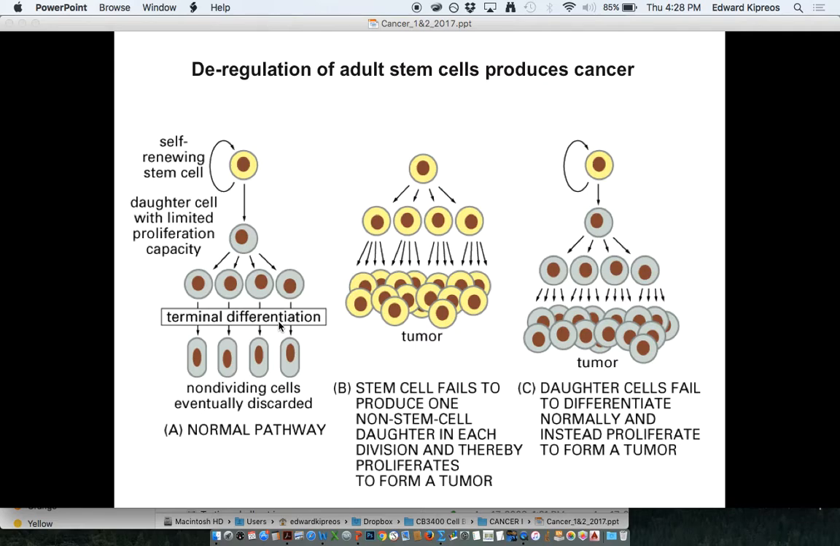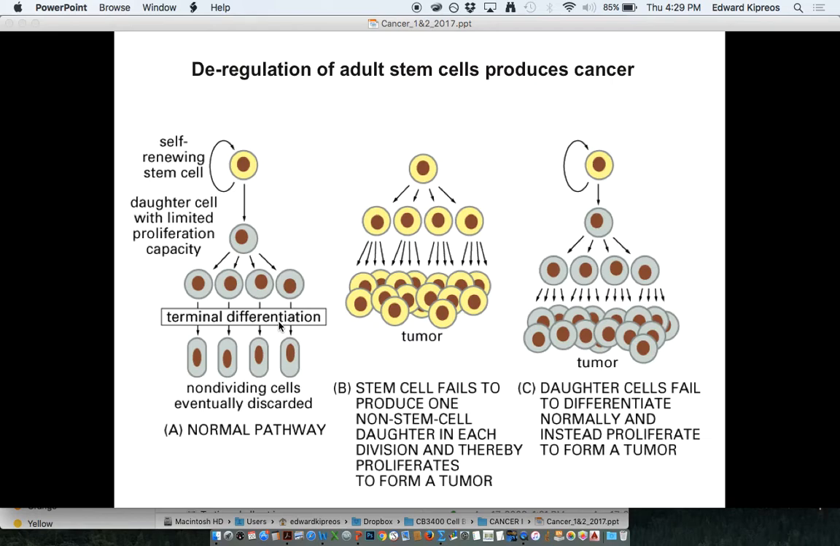So basically, from this pattern, you can get cancer in two ways. The non-stem cell is going to have a few of these divisions, but they're limited. That's what I drew over here. Okay, and then they're going to differentiate. And that's the normal thing. So the stem cell is just throwing off cells that will divide a few times and then differentiate, and that's just to maintain the tissue.